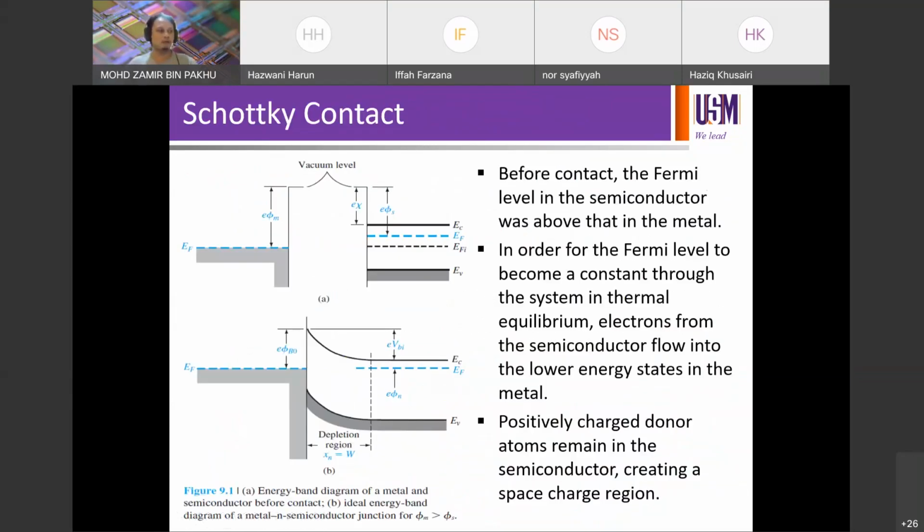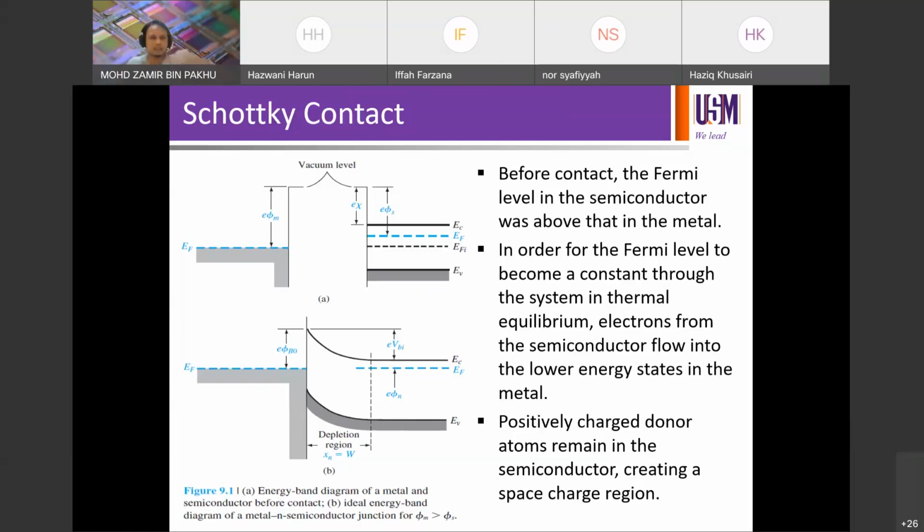So now you are about to combine two different materials. First one is your metal, second one is your semiconductor, and the diagram for A, the top one, is before joining both materials together. We know the band diagram of this metal, for example, and we already know the band diagram of this silicon, and this is how they look before they join together. And the diagram in B is when they have joined together.